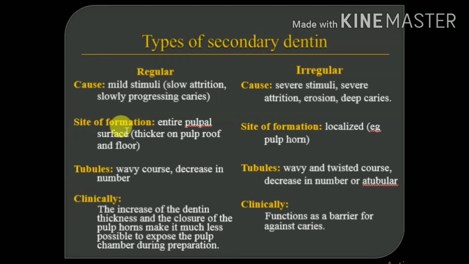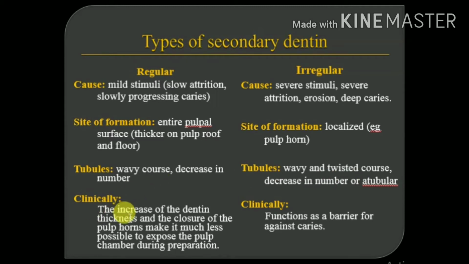If we talk of the site of formation, in the regular it is the entire pulpal surface. It is thicker on the roof, thicker on the floor. But in the irregular, the site of formation is localized to pulp horns, like one specific pulp horn; the mesial pulp horn could be obliterated or the distal pulp horn could be obliterated depending upon where the tooth received the stimulus. If we talk of the tubules, they have a wavy course in the regular one and decrease in number. But in irregular, they have a wavy and twisted course. They are also decreased in number or they're atubular.